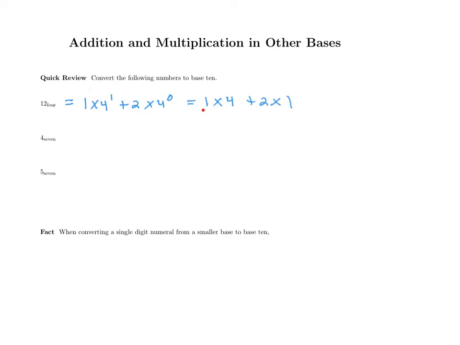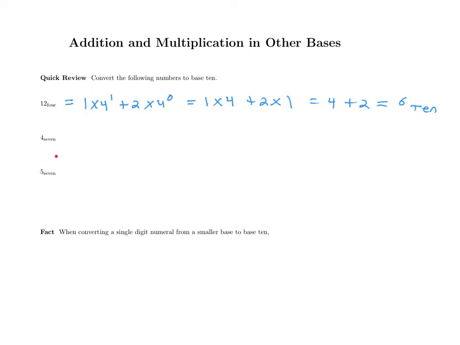When you simplify this, this is 4 and this is 2. And therefore, the answer is 6. And we can say, well, this is base 10. So 12 base 4 is equivalent to 6, or 6 base 10. What happens if we do this process but with a single digit, like 4 base 7 and 5 base 7?